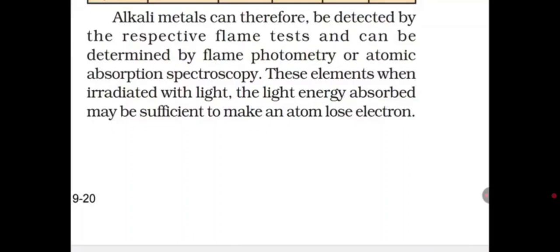Alkali metals can therefore be detected by the respective flame test and can be determined by flame photometry or atomic absorption spectroscopy. These elements, when irradiated with light, the light energy absorbed may be sufficient to make an atom lose an electron.